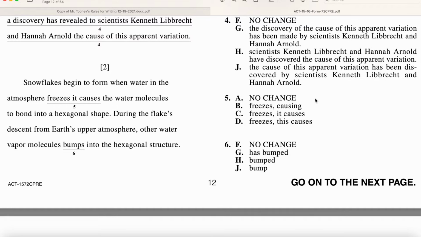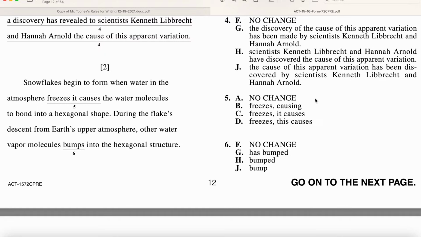Let's keep going. Take it from during the snowflake's descent. During the flakes' descent from Earth's upper atmosphere, other water vapor molecules bumps into hexagonal structures. How does answer choice F sound, the underlined portion there? It does not sound good. The bumps part does not sound good.